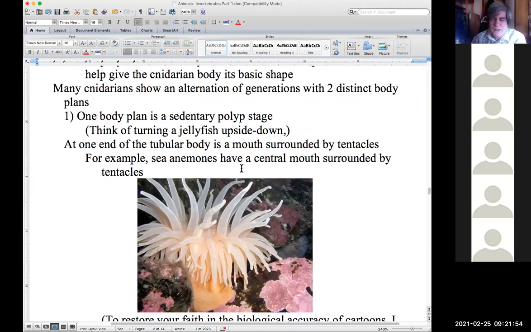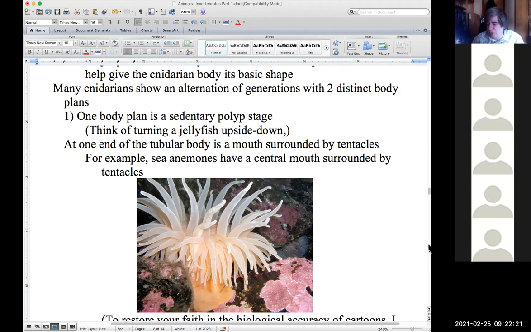So one stage is something called a polyp stage. And a polyp is basically something like a sea anemone. So we turn our jellyfish upside down, it's anchored to the surface. We can't see it, but in the middle of all these tentacles, there's a mouth. And this is what we see typically with sea anemones.